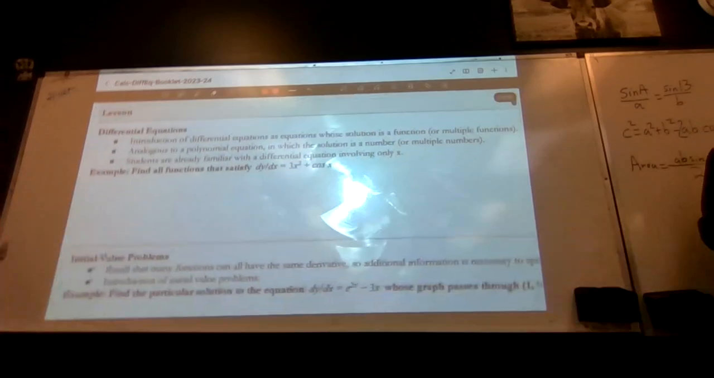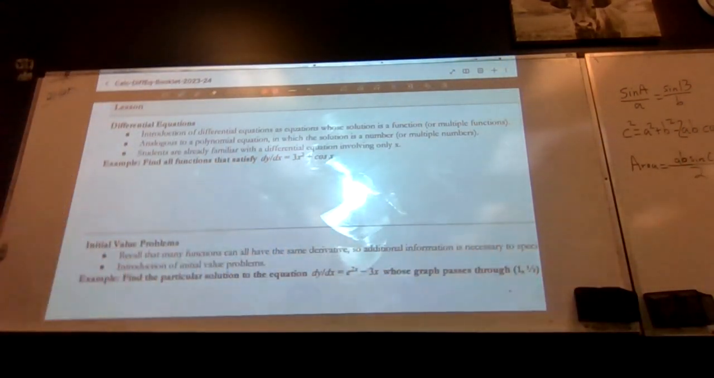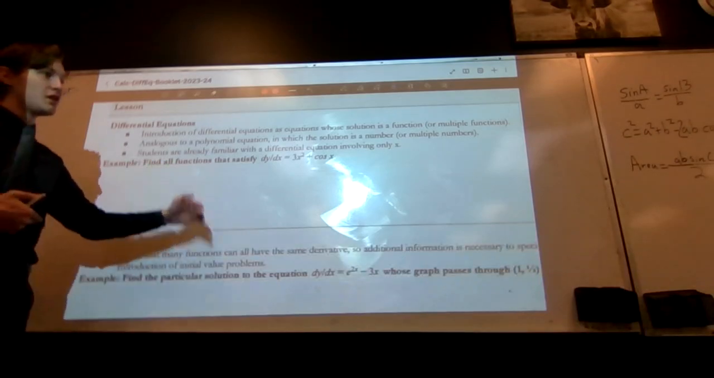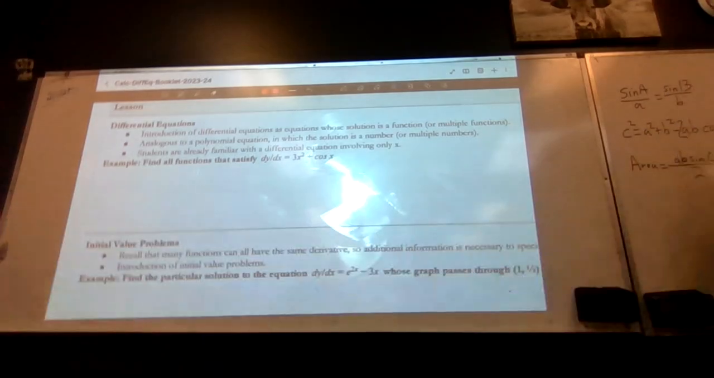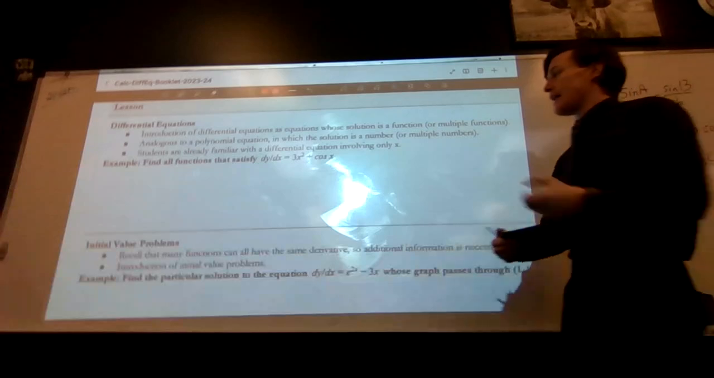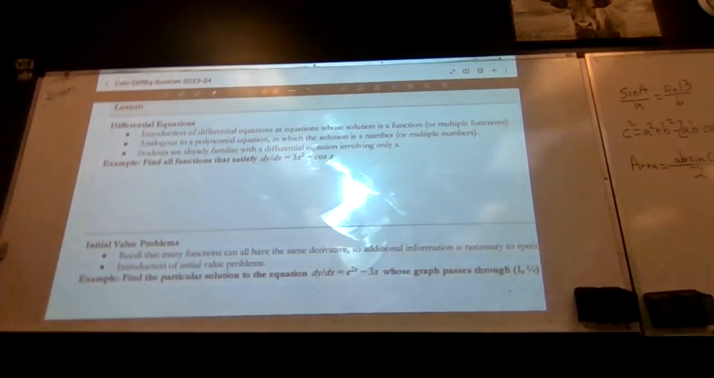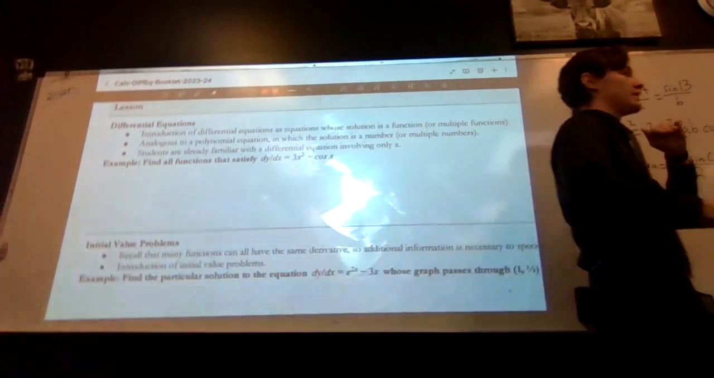The first thing, when we do this, if we want to find all functions that satisfy dy over dx equals 3x squared plus cosine x, well, the reason we say all functions is because what are we missing when we take the integral? We're missing c. So when we take the integral, we just need to add the c, and doing that shows that we have multiple functions, not just one function. We have 3x squared plus cosine x plus 1, plus 2, plus 3, plus 0.5, plus e, plus pi, and so on and so forth.